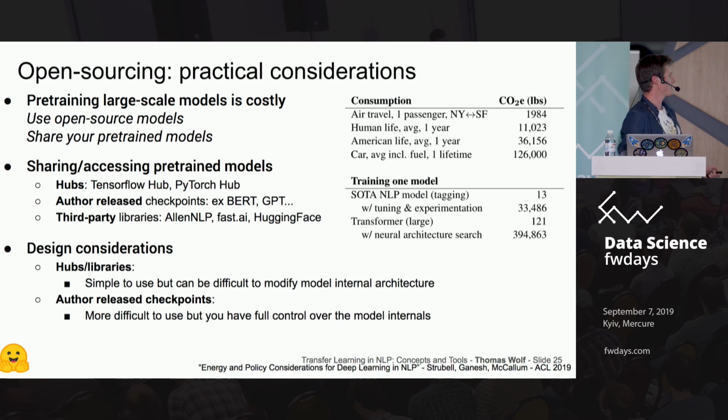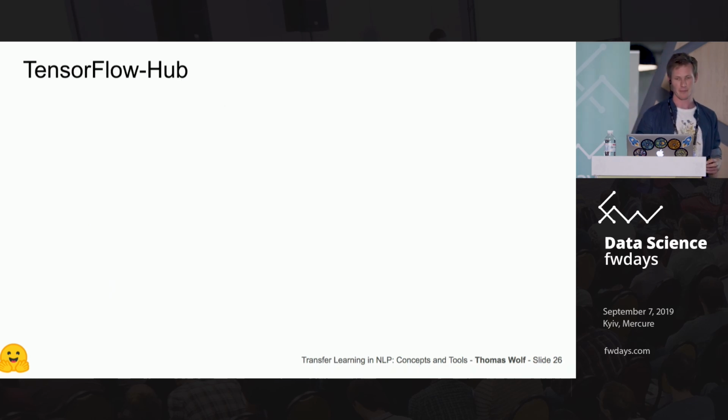Hubs and libraries are very simple to use, but sometimes it can be difficult to modify the model. On TensorFlow Hub, you just have this black box model. So either you're happy with it, or if you're not happy with it, it's your problem. Author-released checkpoints are usually very flexible. They're just a bunch of NumPy arrays, but they can be difficult to access and to use. We try to strike a middle ground with our library.